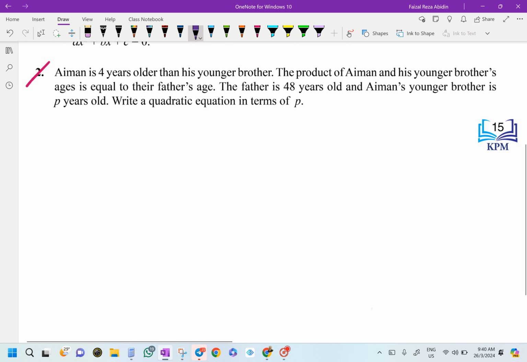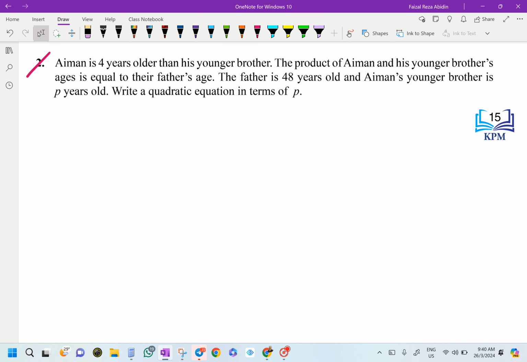Okay, I'm going to proceed to number 2. Aiman is 4 years older than his younger brother. The product of Aiman and his younger brother's age is equal to their father's age. Their father is 40 years old and Aiman's younger brother is 3 years old.